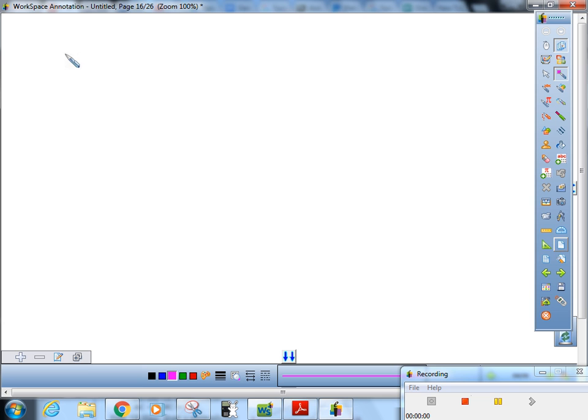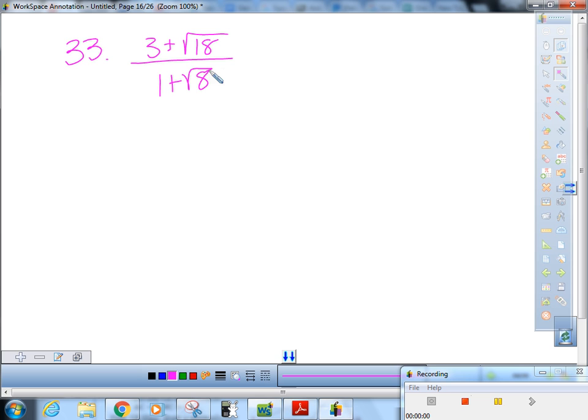33. 3 plus radical 18 over 1 plus radical 8. Okay, probably the hardest question on the review and on the test and on the quiz. You got to multiply by this thing called the conjugate, which is 1 minus radical 8. The conjugate, you just flip this sign right here, but we're not allowed to just go around and multiply by things in this world. We can only multiply by 1, so then we have to do the same thing to the top, and that's what makes this tough.